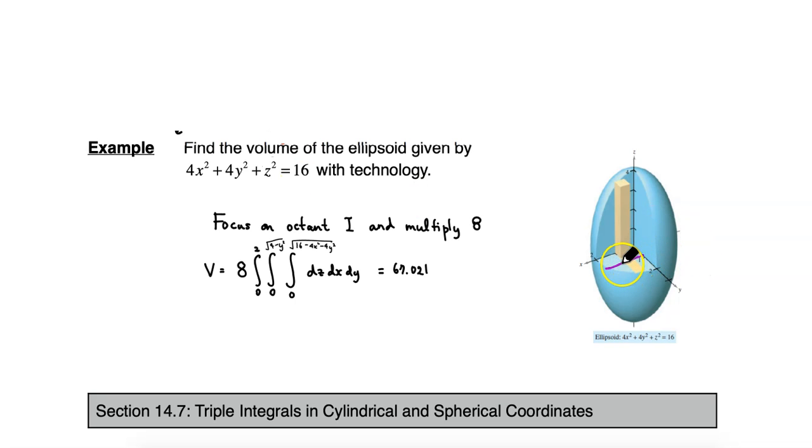And finally, for a certain value of x and y, how high do we go? Here would be where we hit the ellipsoid. Then you solve for z. So z equals square root of 16 minus 4x squared minus 4y squared. And you can do it with your calculator, or maybe sometimes we can do it by hand. This time maybe not. Anyways, the volume of this egg is 67.021. Thank you for your attention.